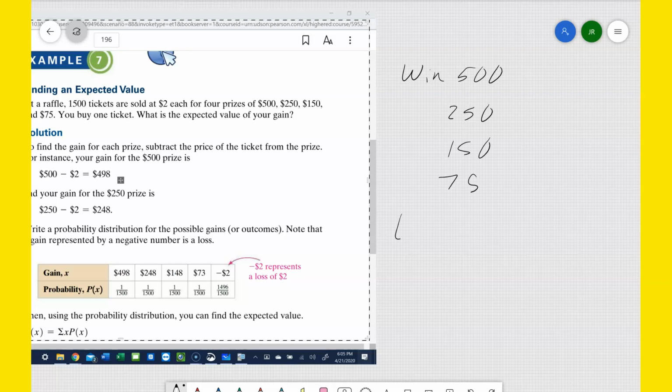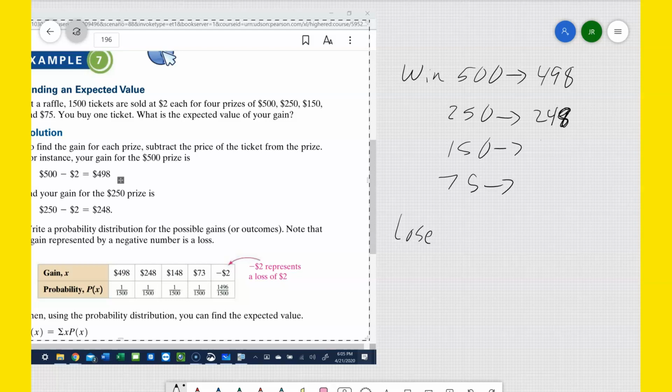Or I could lose. So if I win $500, my actual gain is $498 because I had to spend $2 on the raffle ticket. So I actually walk away, if I do win, with only $498 more than I had. The actual gain from $250 would be $248.